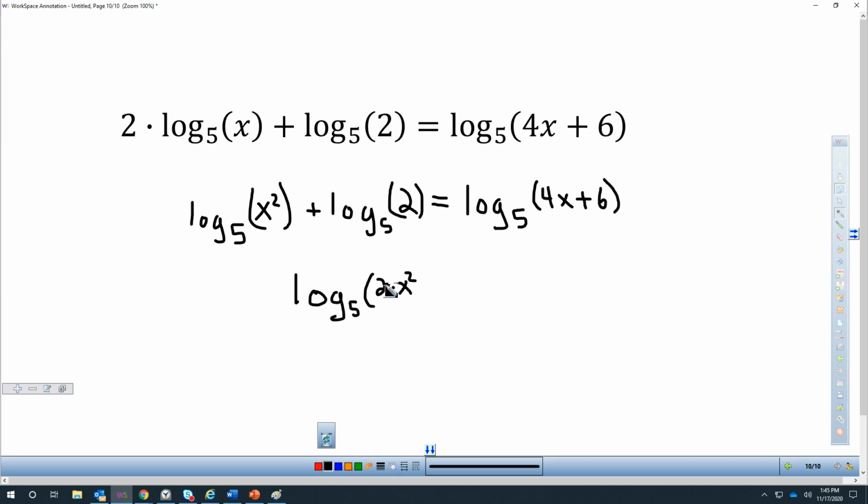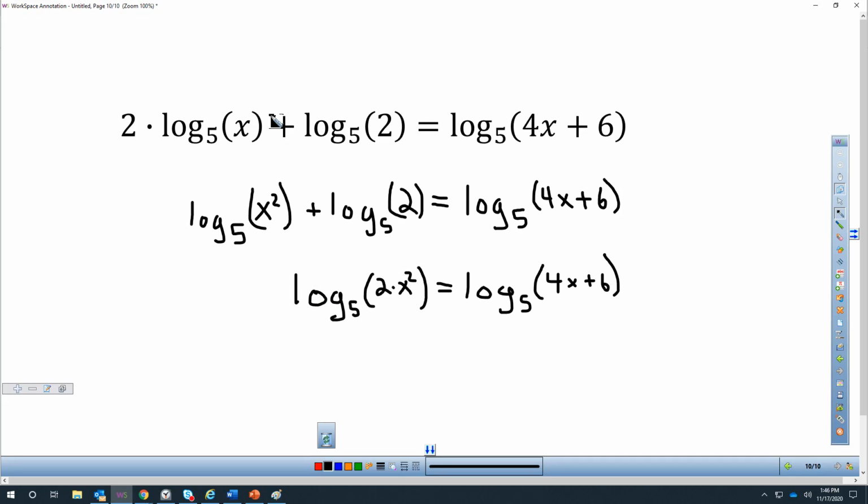Now I switched their order because I don't like writing x squared times 2 because it looks weird. For whatever reason, we usually put the numbers in front. So don't let that confuse you. I just switched the order of the multiplication. Doesn't matter. Still the same thing. So we got 2 times x squared. And on this side, we got log base 5 of 4x plus 6. So we have, again, one log on each side.